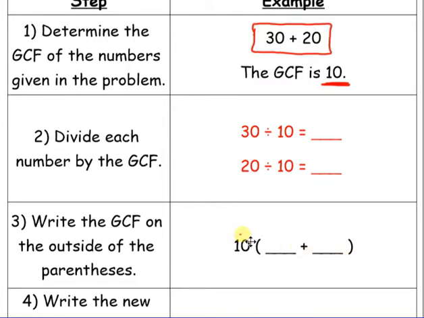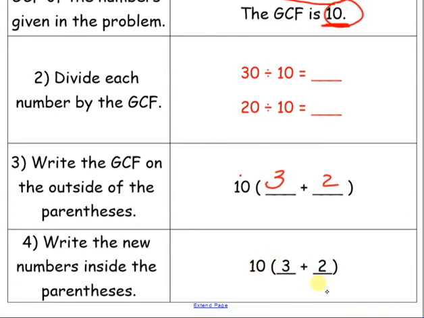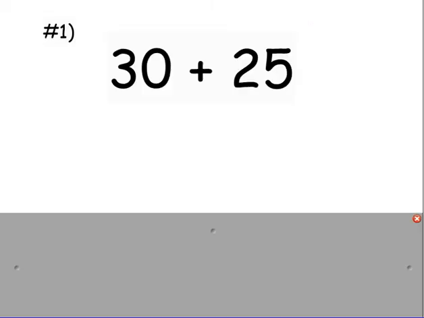How many times does 10 go into 30? Your answer should be 3. How many times does 10 go into 20? Your answer should be 2. And guess what? That is your answer to backwards distributive property. And what it looks like is it looks like the beginning of forwards distributive property. Let's practice and it will make sense.